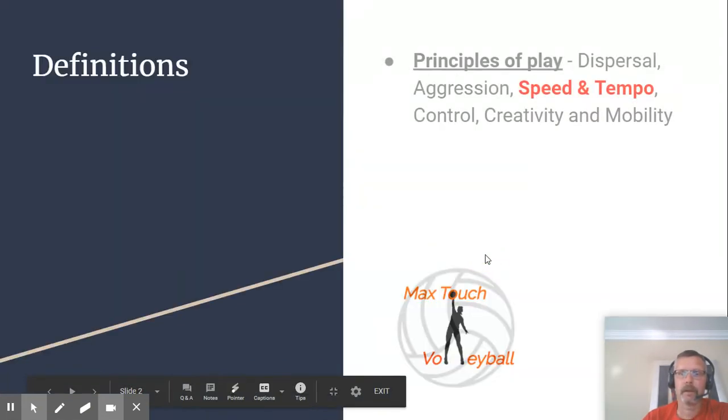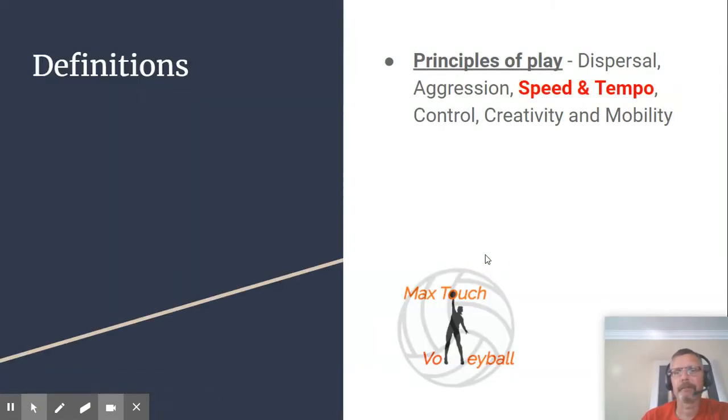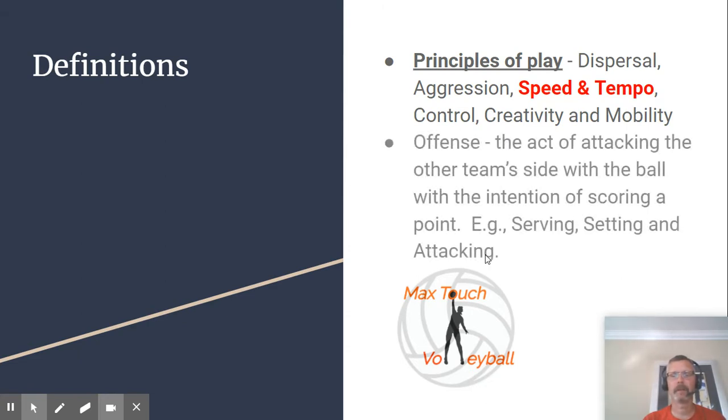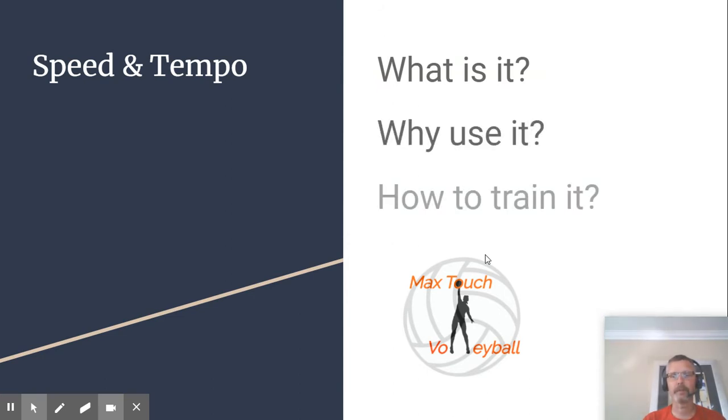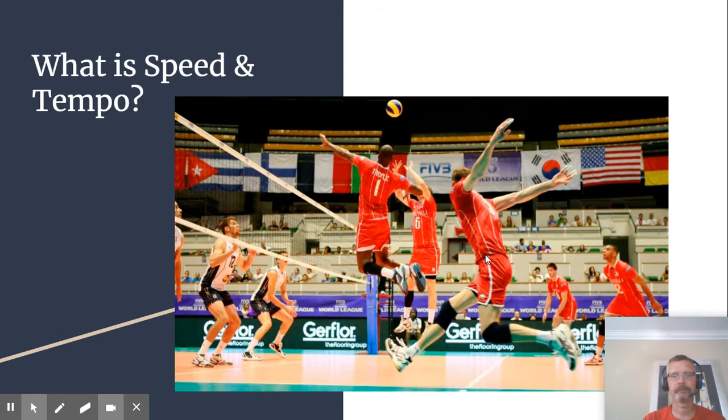A couple of definitions for you before we get started. As always, the principles of play are the 6 building blocks on which all good offenses are built. If you incorporate all of those things, your offense will be in good shape. Offense itself is the act of attacking, trying to score, with a focus on serving, setting, and attacking. At the end of the presentation today, you will know what speed and tempo are, you will know why you want to use them, and you will know how to train them.